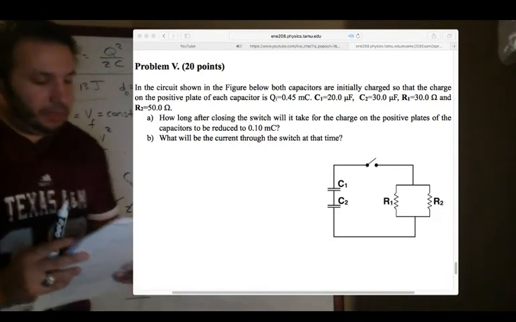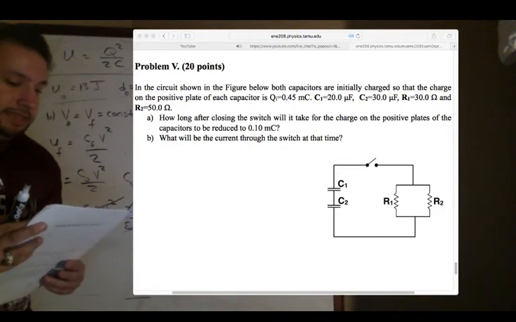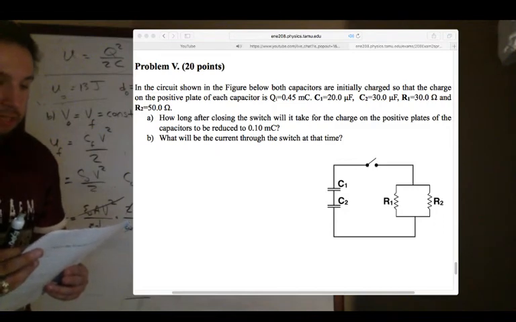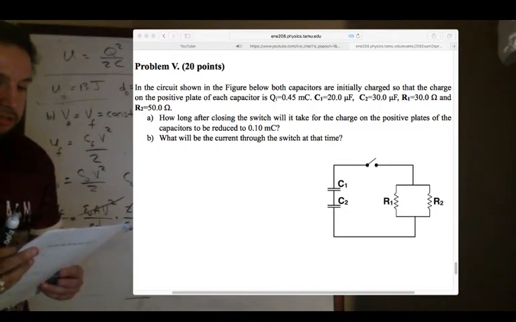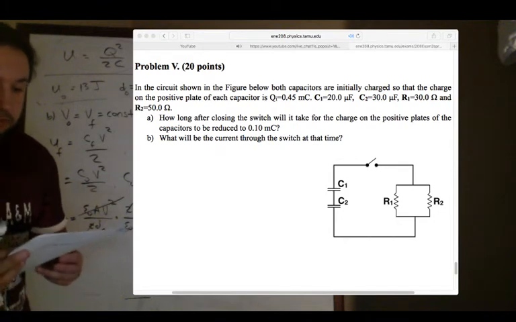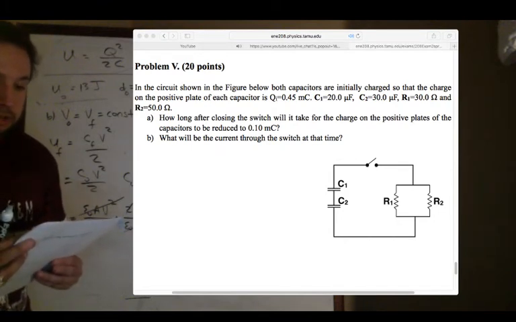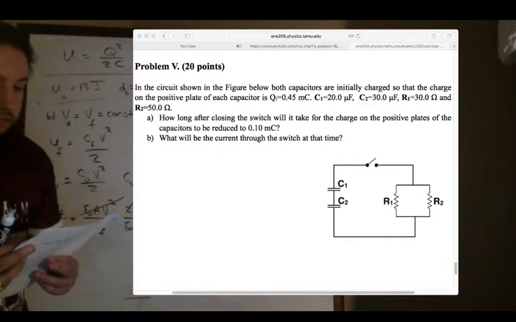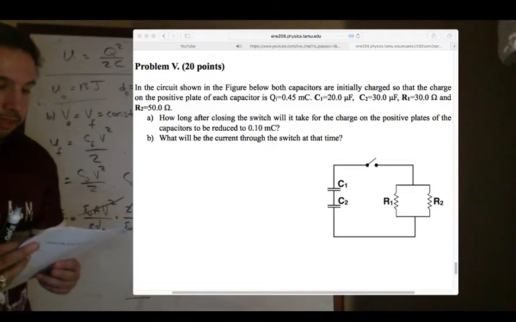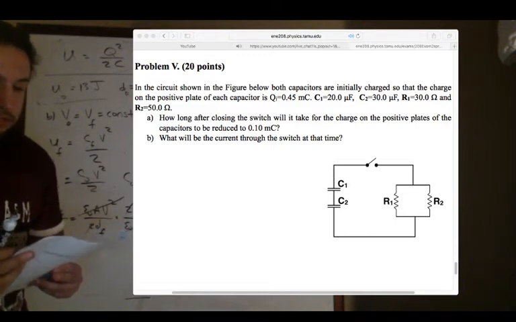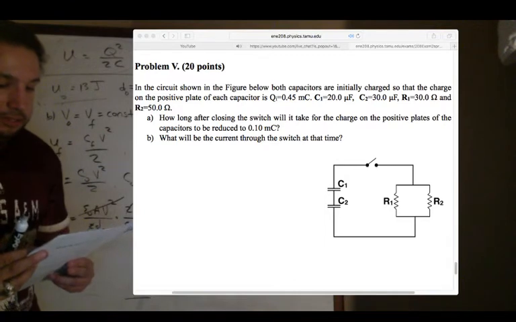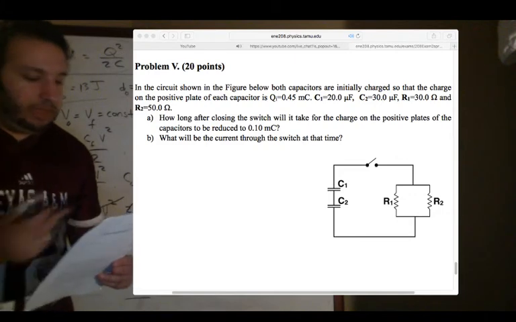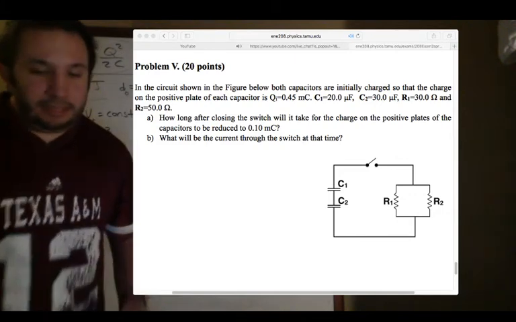See how it goes. So for problem number 5, it says, in the circuit shown in the figure below, both capacitors are initially charged, so that the charge of the positive plate of the capacitors, Q initial, is 0.45 millicoulombs. C1 is 20 microfarads, C2 is 30 microfarads, R1 is 30 ohms, and R2 is 50 ohms. Part A. How long after closing the switch will it take for the charge on the positive plates of the capacitors to be reduced down to 0.1 millicoulombs? And then what's going to be the current at that time?